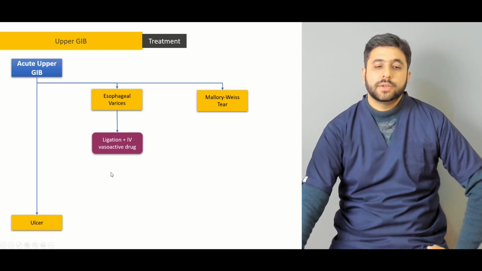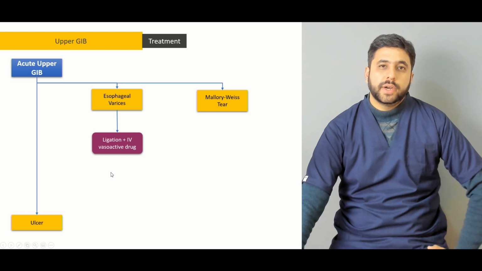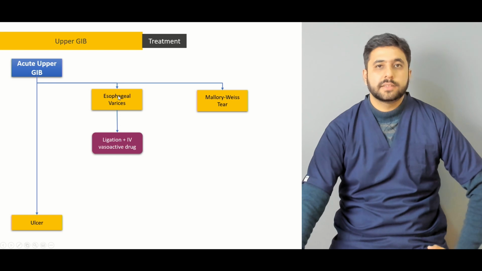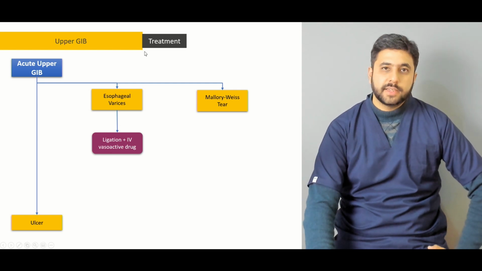So you do endoscopy, and with the help of the endoscope, you can ligate those bleeding varices via sclerotherapy or banding, and can cut down on the bleeding. And then we continue this vasoactive drug for 3 to 5 days.